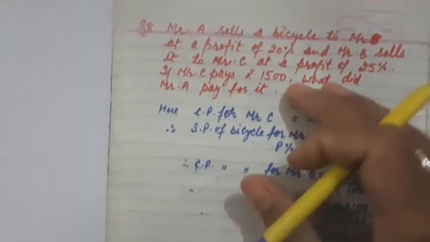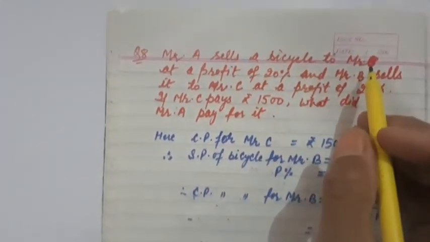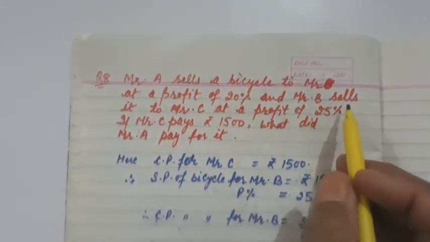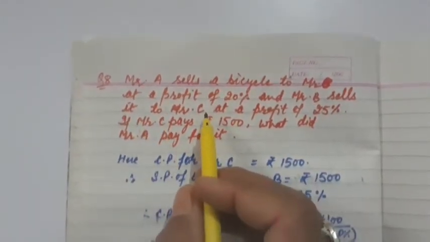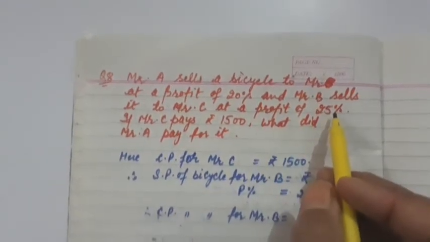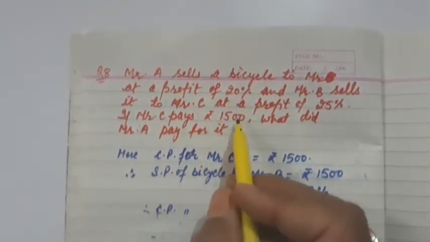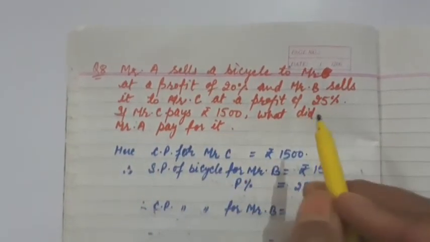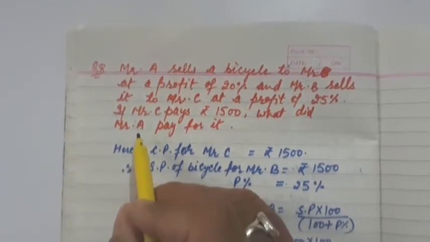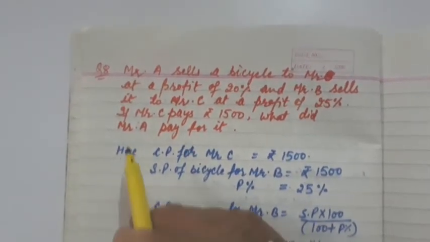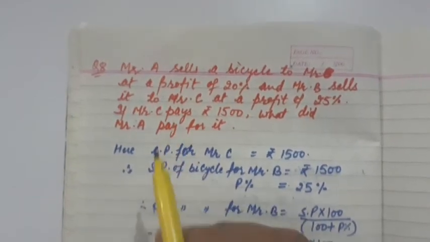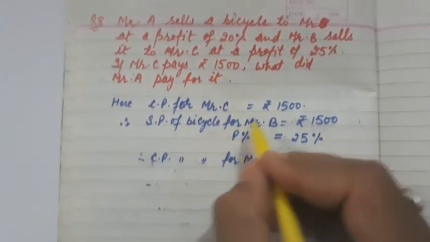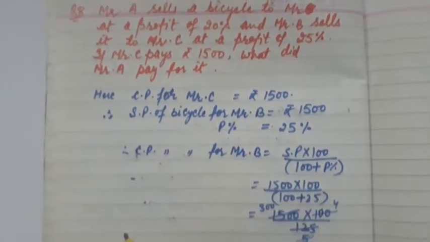And the last question of this exercise is there. In this question it is given that Mr. A sells a bicycle to Mr. B at a profit of 20%, and Mr. B sells this bicycle to Mr. C at a profit of 25%. If Mr. C pays rupees 1500, what did Mr. A pay for it, means what is the cost price for Mr. A of the bicycle. So in this question, firstly we will start from Mr. C. The CP for Mr. C is given, that is rupees 1500.